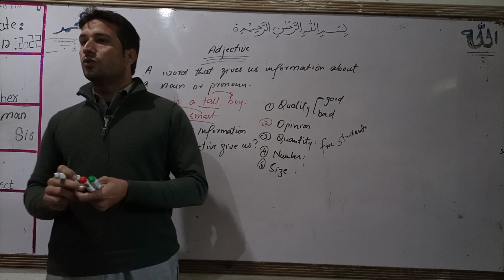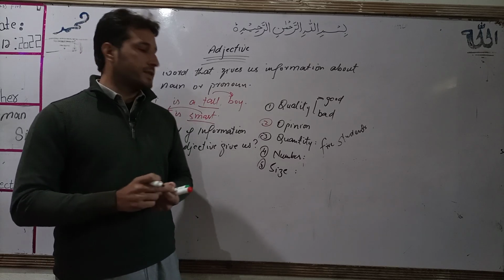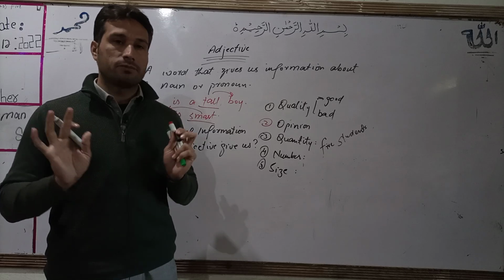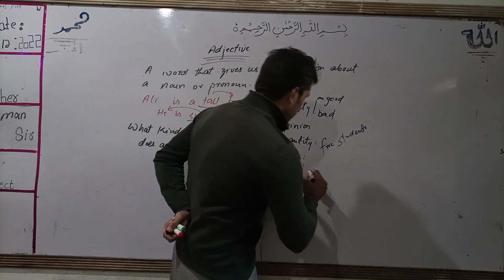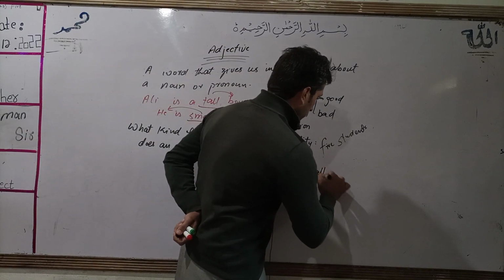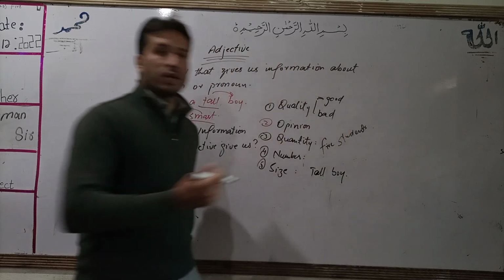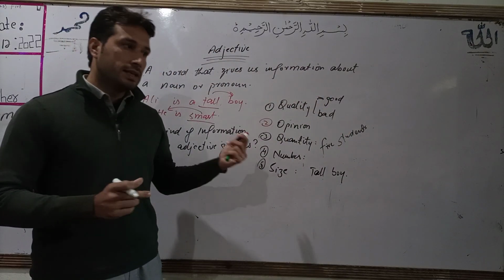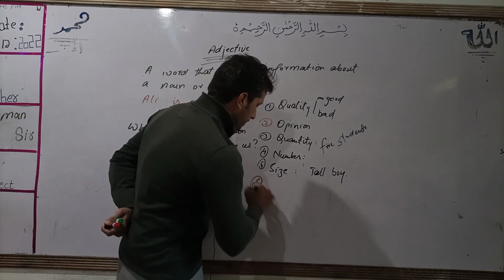Size: any word that tells us or gives us information about the size of a person, place or thing is called an adjective. For example, tall boy. Now the word tall gives me information about the size of the person.